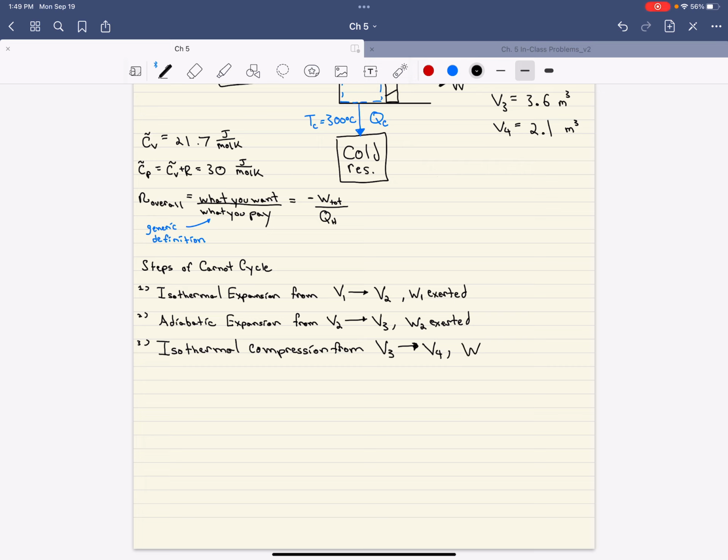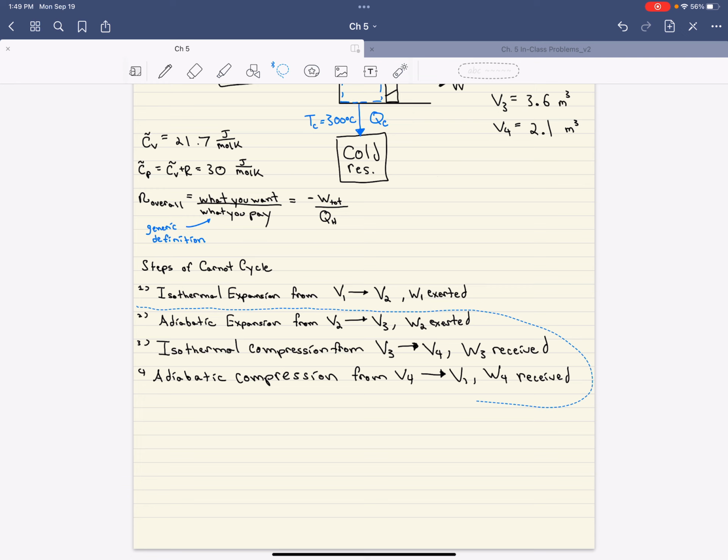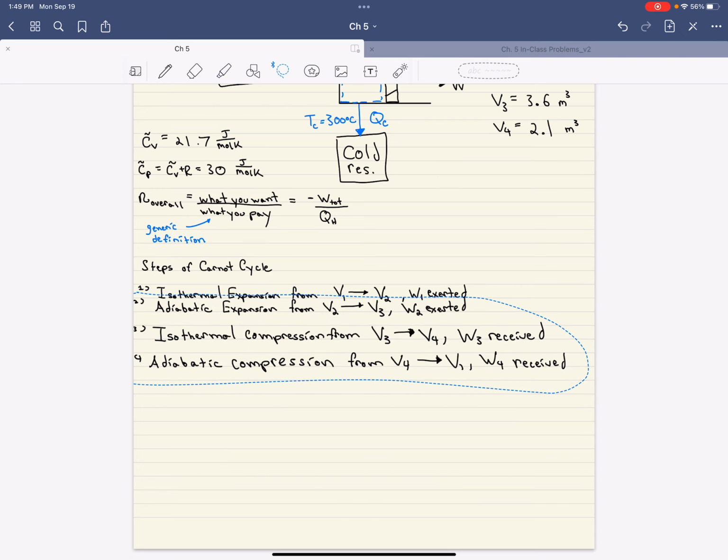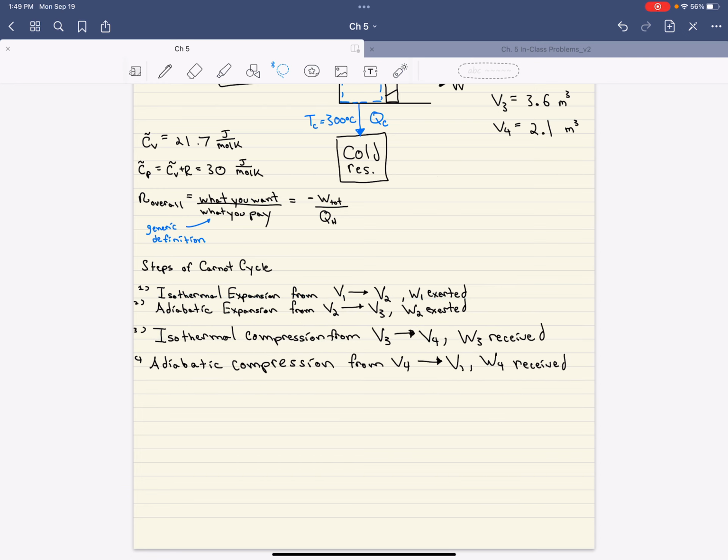And then finally, adiabatic compression, where we go from V4 back to our original V1, and since it's still a compression, the system is still going to receive work. Okay? So let me move these closer to save some room at the bottom.